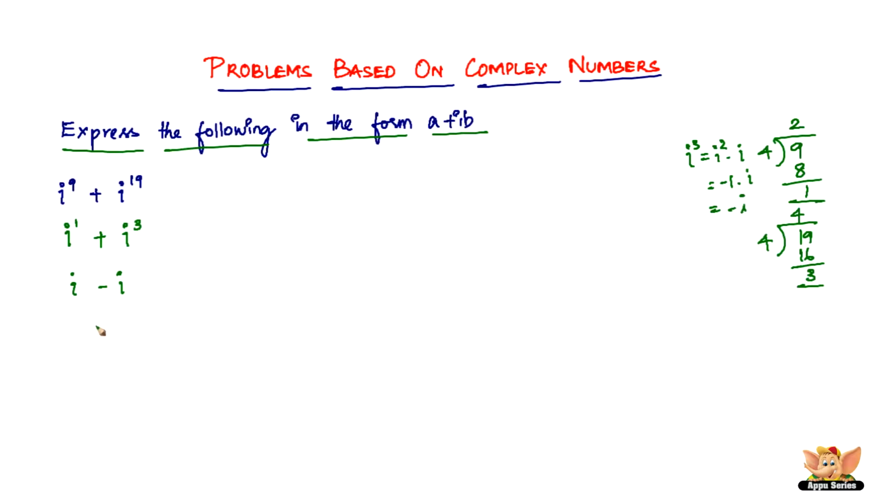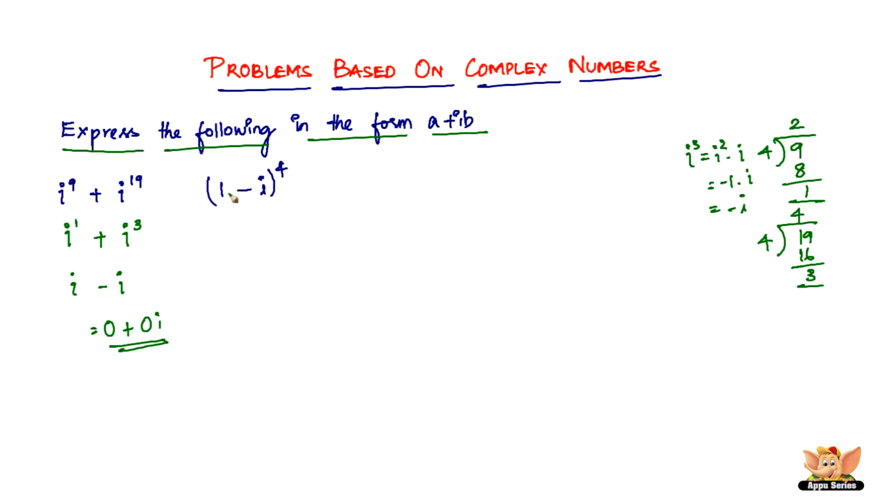So i minus i is nothing but 0, and if you have to express i to the power 9 plus i to the power 19 in the form of a plus ib, you got 0. All that you have to do is just write plus 0i. It is still 0, but you're just writing it in the form of a plus ib as the problem says. All right. So let's quickly solve another problem.